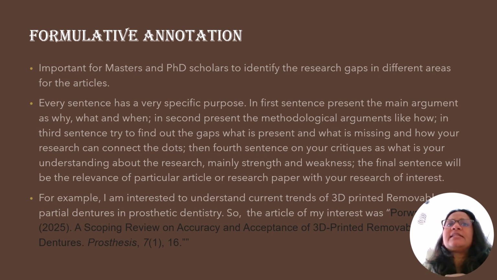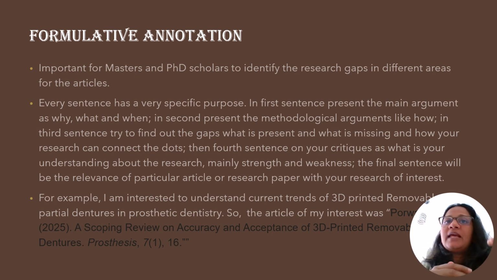Then in your third sentence you have to write about the gap, like what is present and what is missing, and how your research, or the research which you are planning, can connect the dots. The fourth sentence is going to be your own criticism. You have to criticize or critically analyze the research, stating its main strengths and weaknesses. And the final sentence will reveal the relevance of the particular article or research paper to the research of your interest. So here it is like formulating in a proper research form.